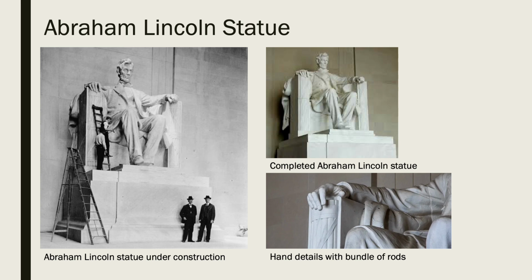Similarly, the bundle of rods below them show the strength that unity brings, such as the strength between a bundle of rods compared to that of a singular rod, which would not be as strong. The statue is meant to be a lasting portrayal of President Lincoln, highlighting the importance to the central ideas that make the United States what it is today.